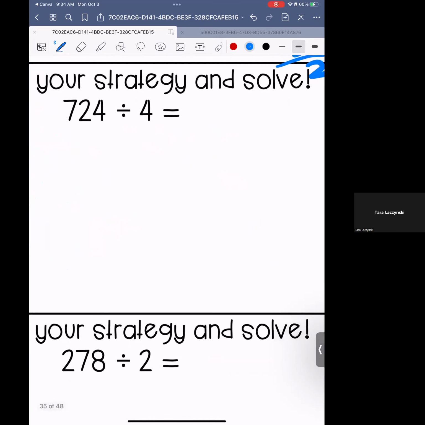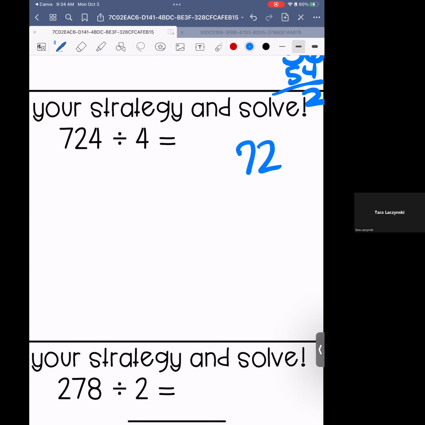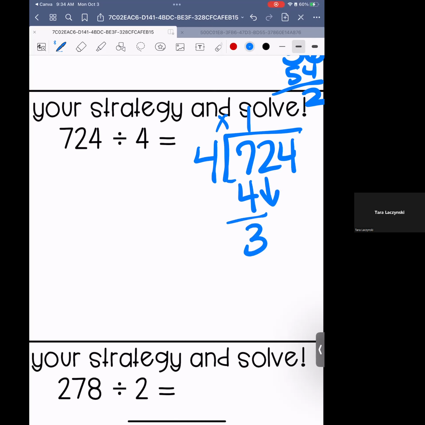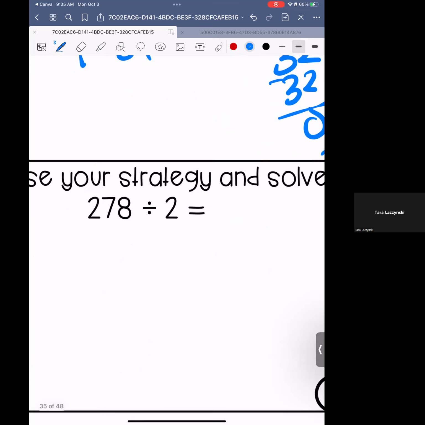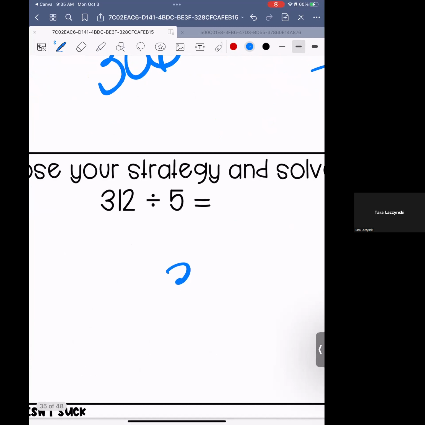All right, 724 divided by 4. 4 goes into 7 one time. When I multiply, I get 4. 7 minus 4 is 3. Bring down my 2. 4 goes into 32 8 times because 8 times 4 is 32. Bring down my 4. 4 goes into 4 one time, leaving no remainder. My answer is 181. 2 more on this page, loves.